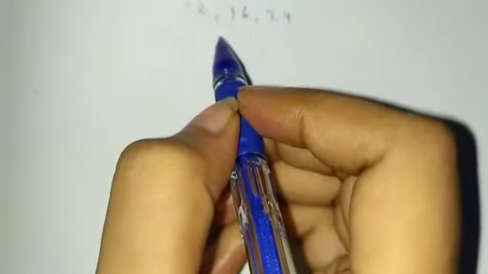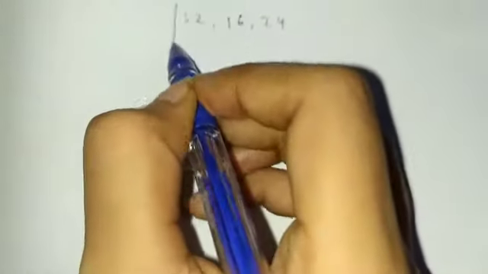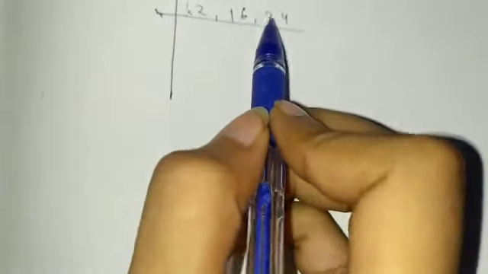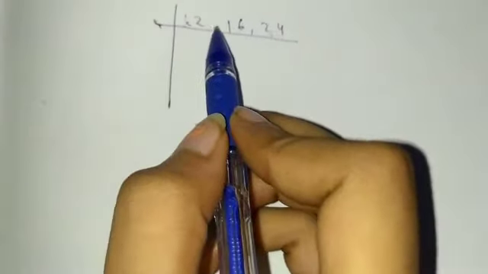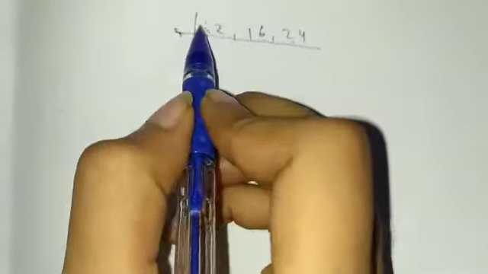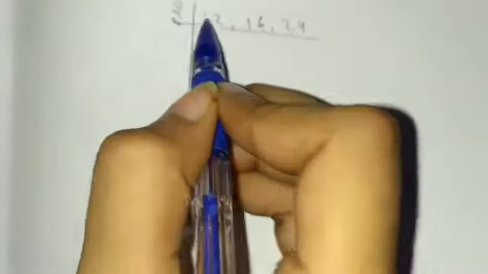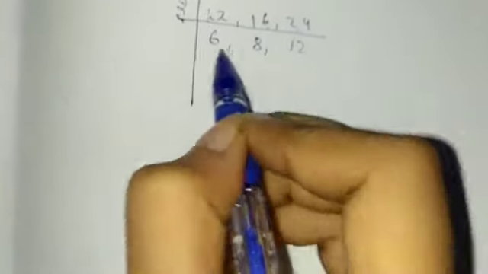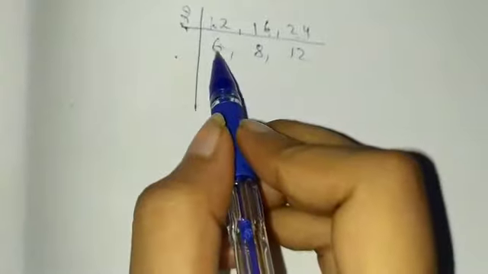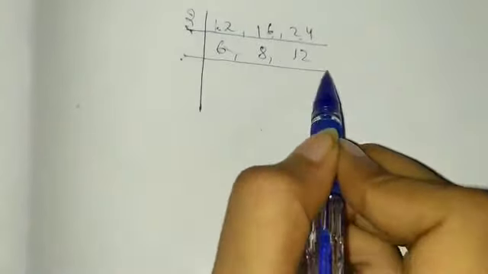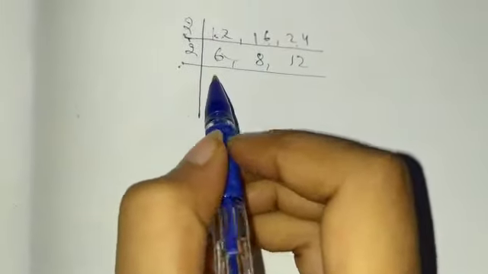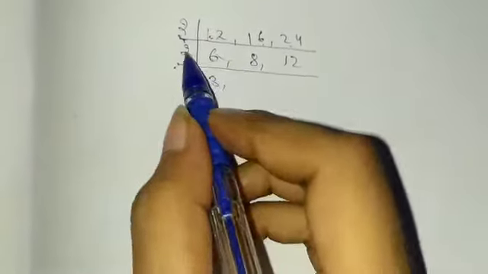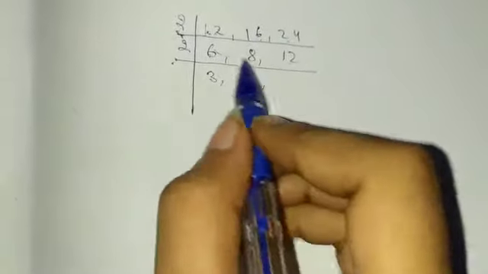Now we can also find LCM of 12, 16, 24 simultaneously, for which we will write them together. As we have previously done, we will take the smallest number by which 12, 16, 24 are divisible, or any one or two of them are divisible. In this case we will take 2, by which 12 is divided 6 times, 16 is divided 8 times, 24 is divided 12 times. Now again we can see that all the numbers are divisible by 2. So again we will take 2, by which 6 is divided 3 times, 8 is divided 4 times, and 12 is divided 6 times.